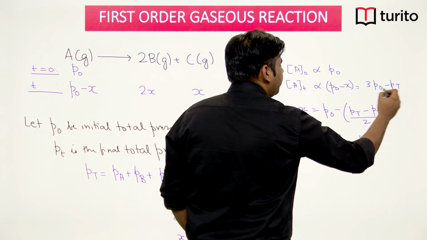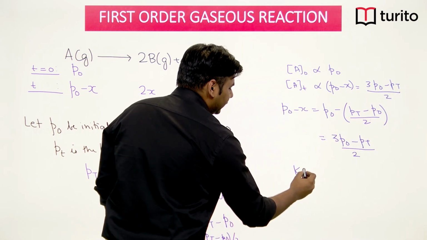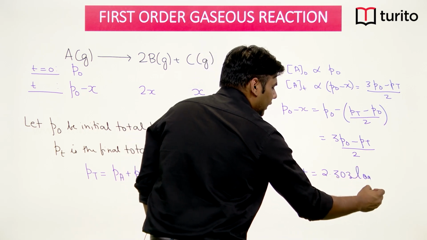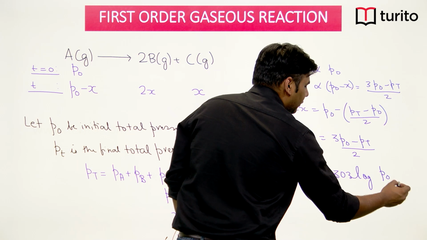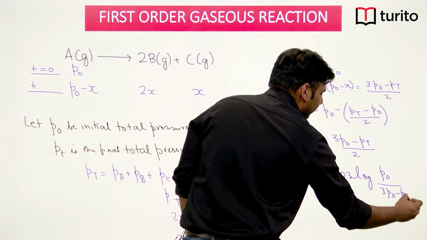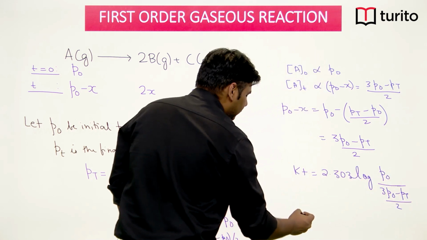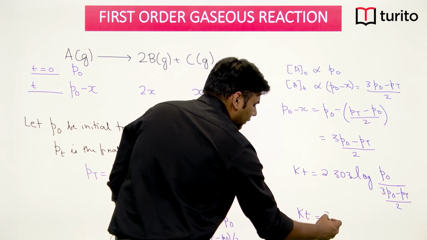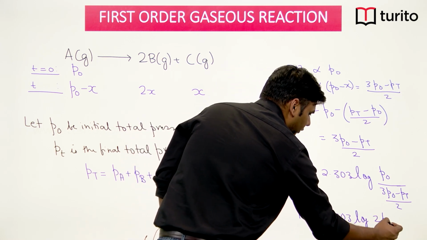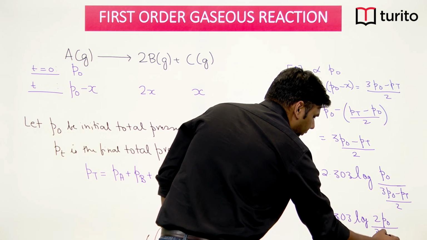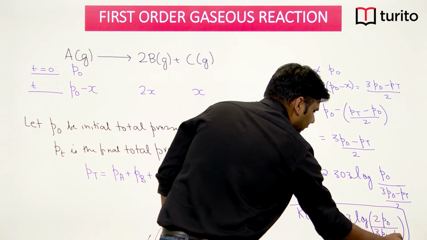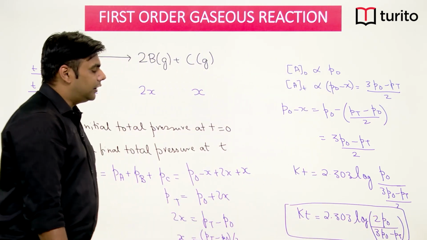Now we will directly write the equation: Kt is equal to 2.303 log base 10 of A naught, which was P naught, and At is 3 P naught minus Pt by 2. We'll take this 2 in the numerator and we'll get 2.303 into log base 10 of 2 P naught upon 3 P naught minus Pt. So this is the equation. I hope this is clear to everyone.